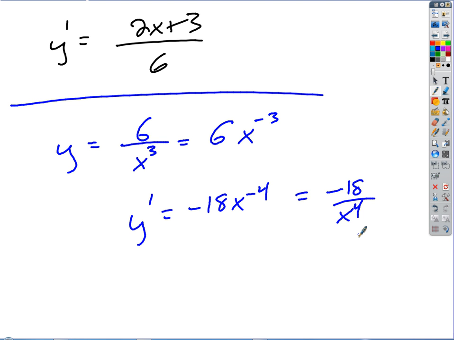Where's the negative? The negative from the negative 3, we'll bring it down front.